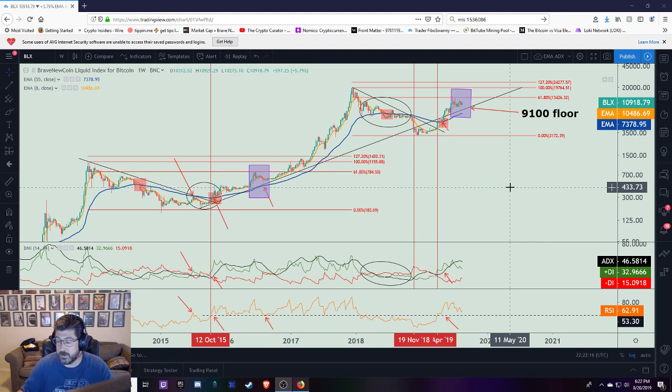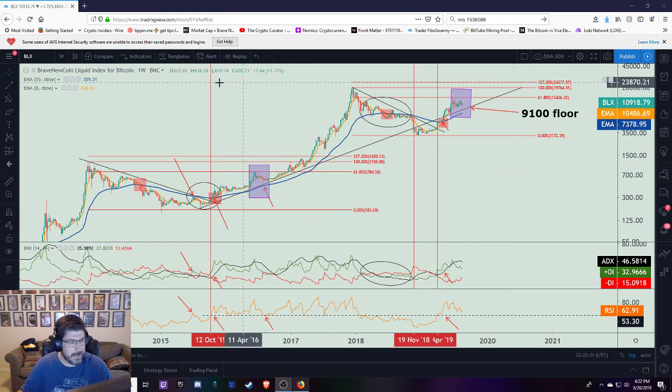And again, not financial advice. This goes against my book. I don't know what you're doing, but I just wanted to give you areas that I'm looking at for support and resistance and possible changes in the market. All right, there is a lot on this chart.